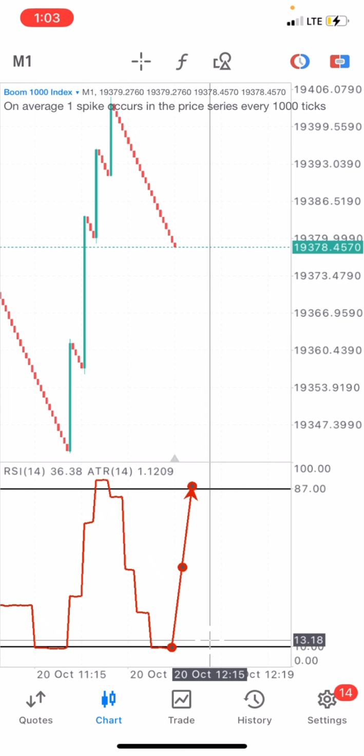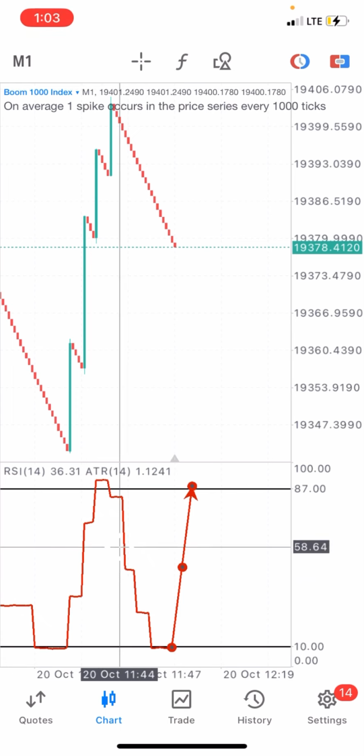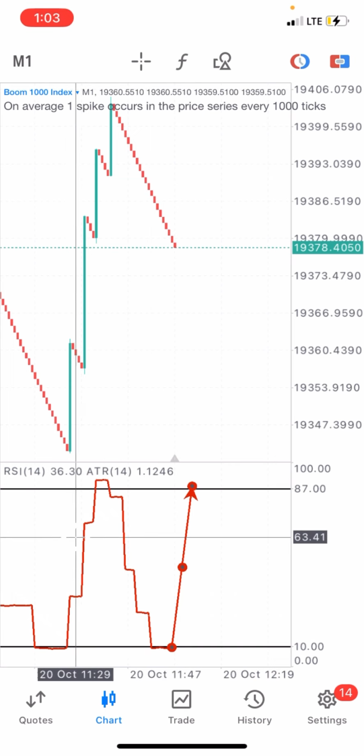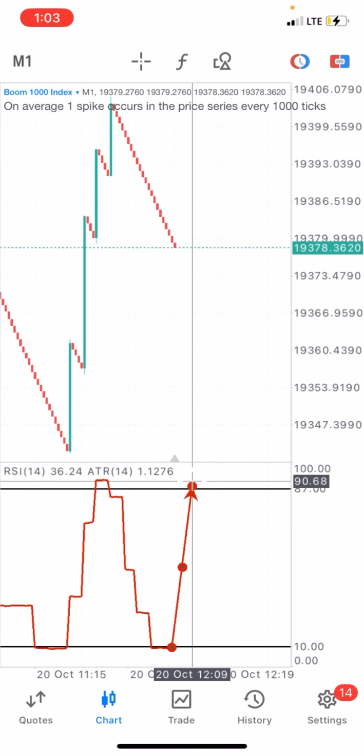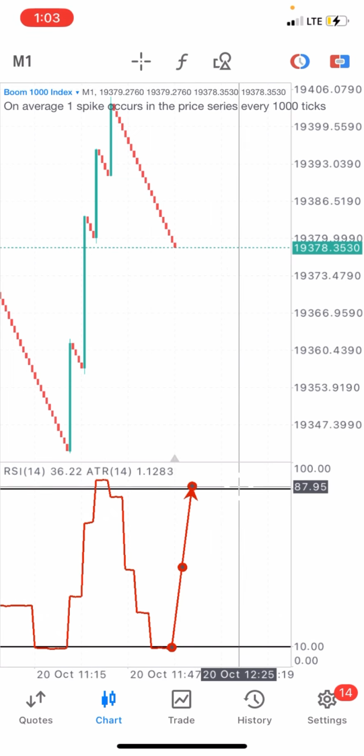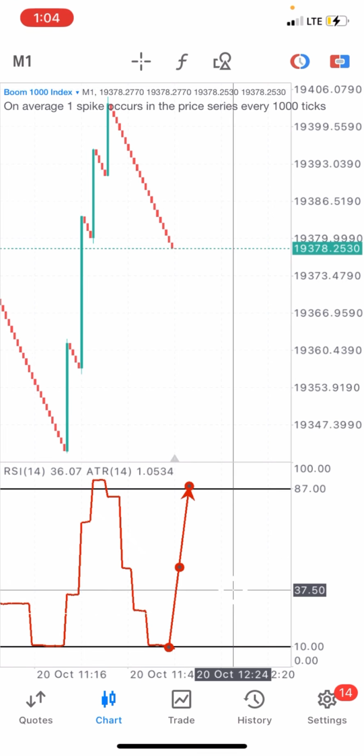Level 87, level 10. By that time, you are not going to see this red line yet because you don't have any other indicator. It's just your RSI. So it's just going to be 87 and 10, just these two black lines. Okay, so if I go ahead to add the next one, this guy is still going.